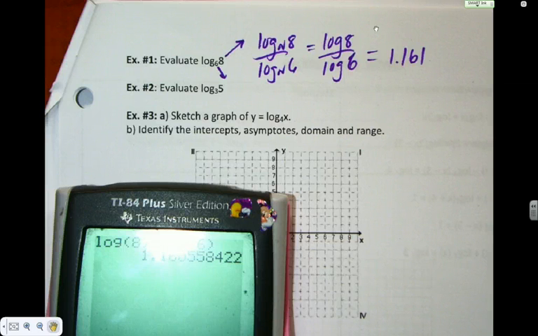Log base 3 of 5, what is that asking us? 3 to the what equals 5. Okay, so it's got to be bigger than what, but less than what? Bigger than 1, less than 2. Closer to 1 or closer to 2? Okay, give me an estimation. 1.4.